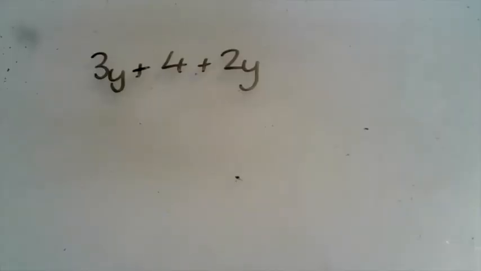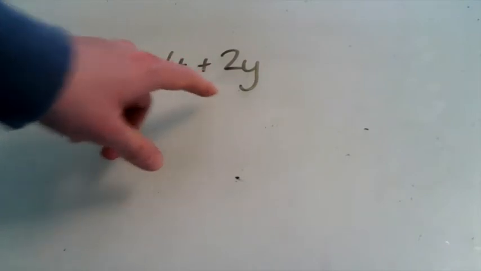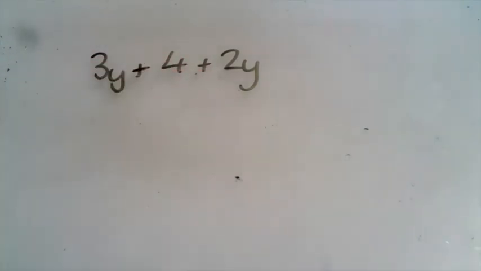We've been given an expression here. So this is 3y add 4 add 2y. We don't know what y stands for. But what we can do with this is simplify it. So simplifying just means it's the same as when you simplify a fraction. You're just condensing it to its easiest form. So we've got 3y add 4 add 2y. Now we don't know what y is, but we know it's the same thing.